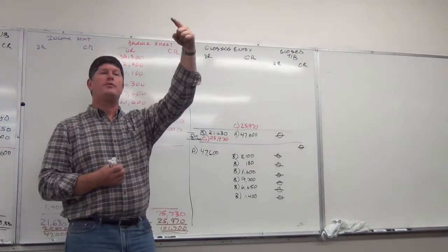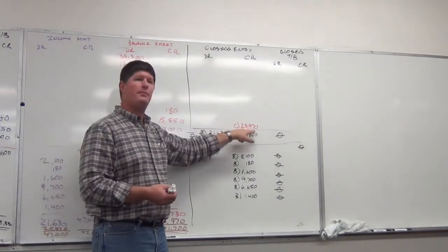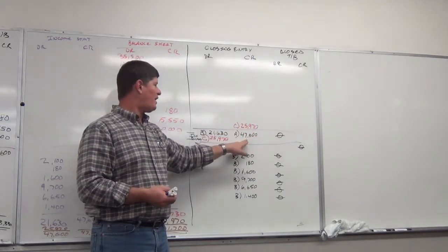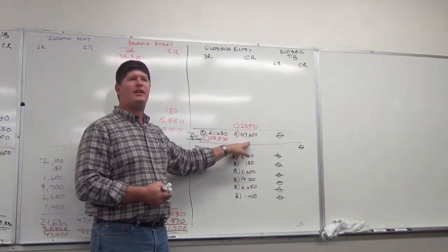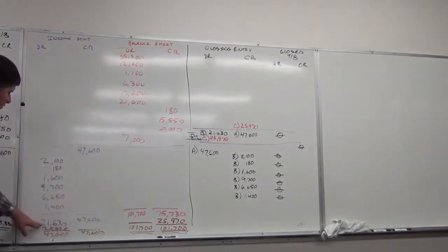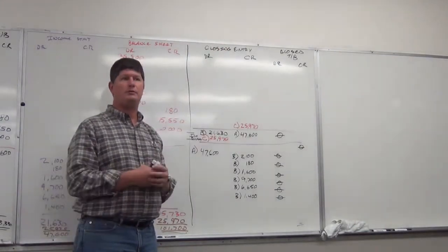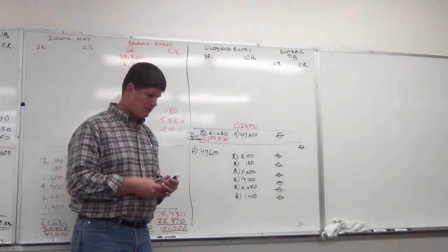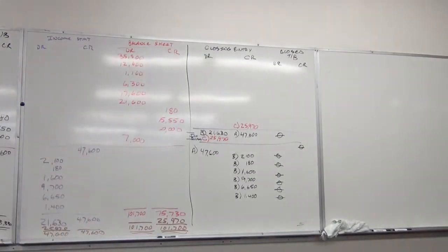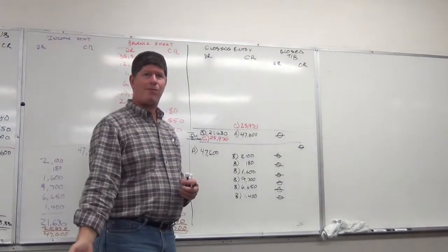Beginning capital plus net income, right? We have net income. If you have a credit balance, you have net income. Remember over here we have revenue bigger than expenses, so we have net income. So that's why it's a credit and it's increasing owner's capital. Good? Okay. That's step 3. Any more questions on step 3?